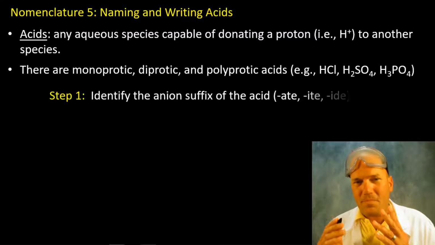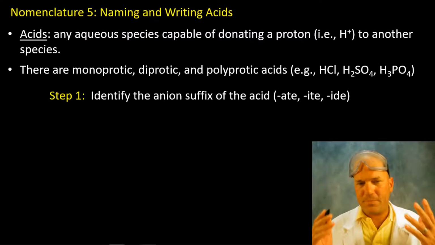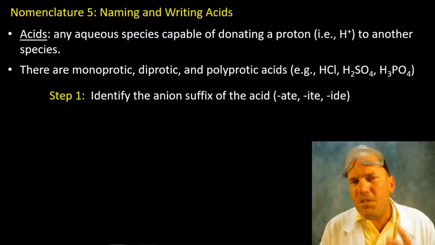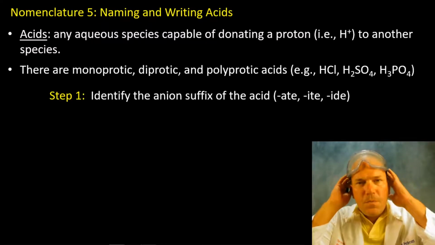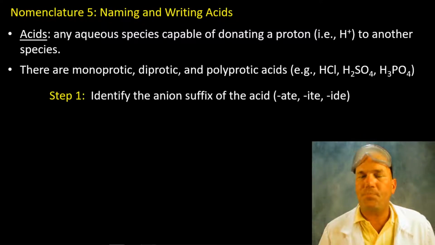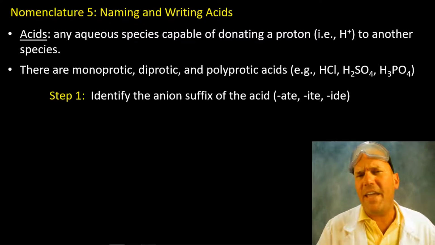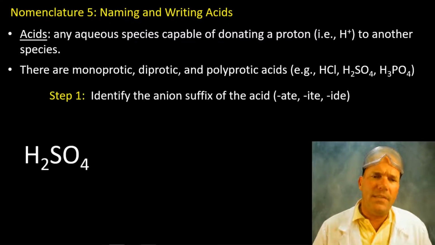So, step one for naming and writing acids is a bit different than what you've learned in the past 4 videos. You first need to identify the anion suffix of the acid. And the 3 we will encounter are ate, ic, and ide. So let's look at this example here.